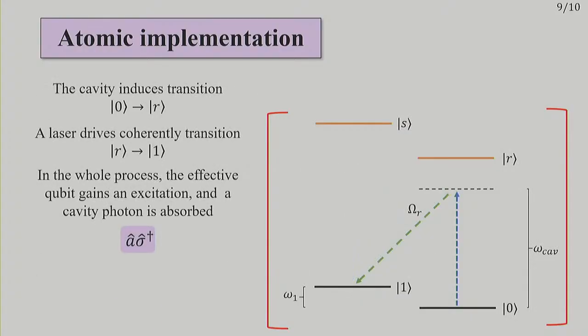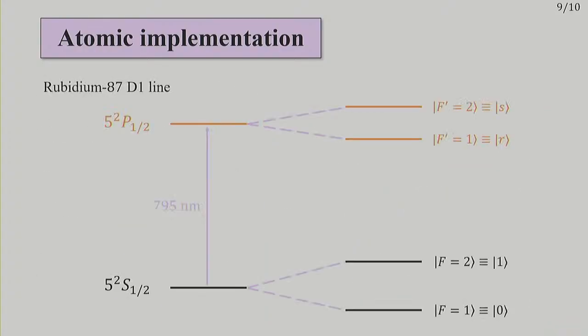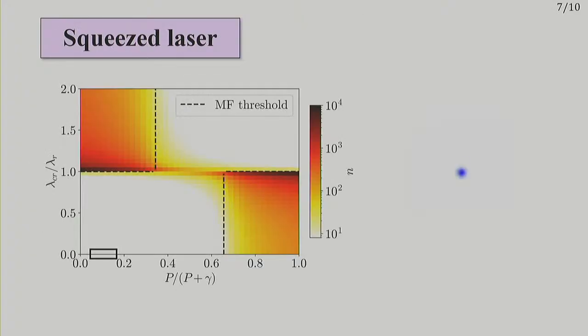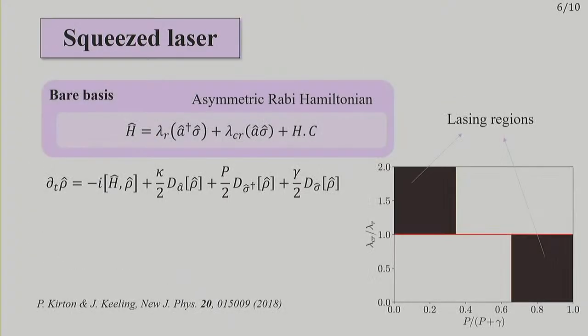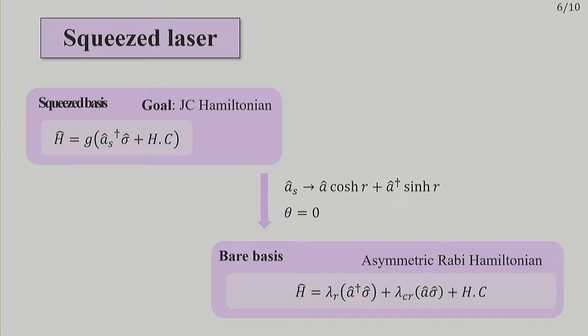What I tried to explain here is that I am just substituting this expression here in this expression, and you get the Rabi model. So, okay.